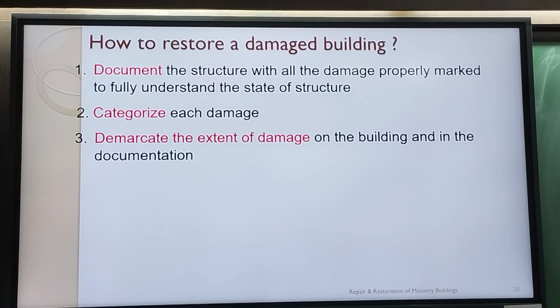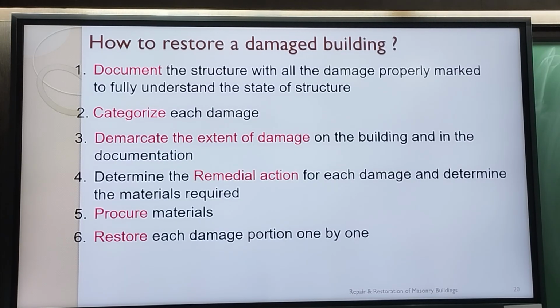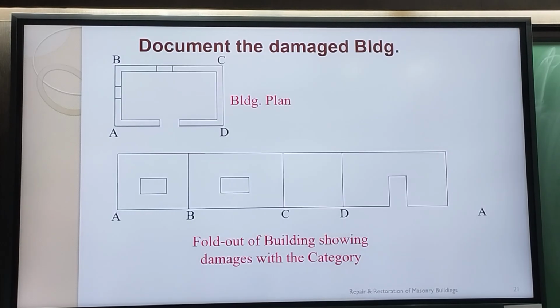So we'll have to prepare this document on paper. I'll show you the example. And then based on the damage, you decide the remedial action for each damage. Based on that, you decide how many materials are required, what is required. Procure the materials and you restore the damaged portion one by one. And once the damage repair and restoration is done, then you apply the finish so that it matches with the rest of the wall.